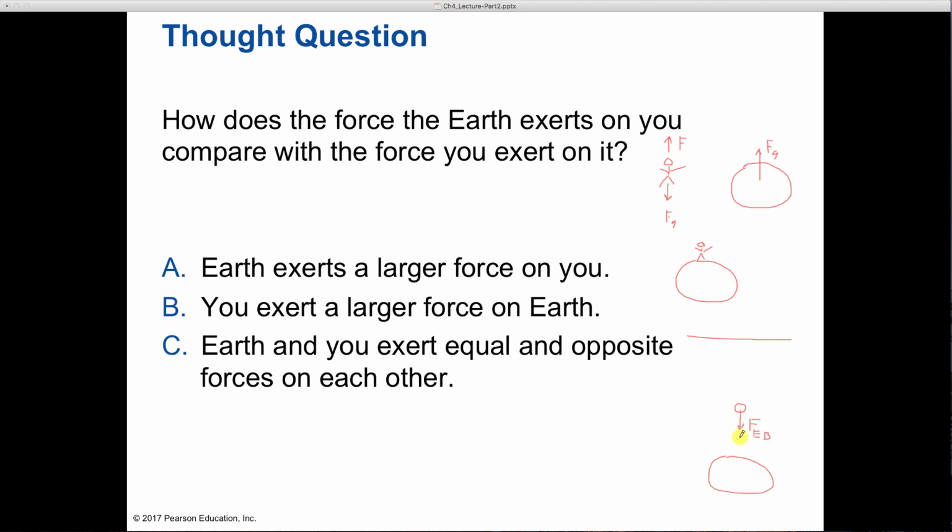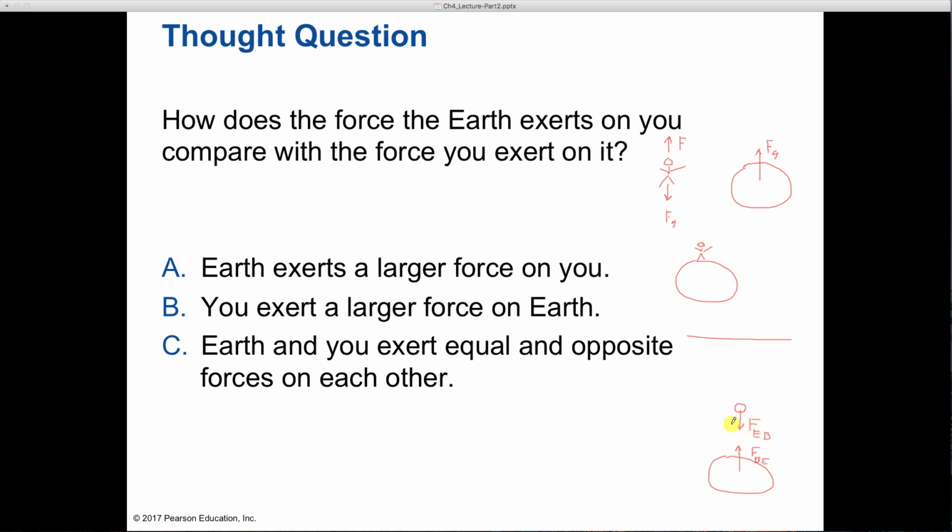Before it hits the ground, let's just think about the fact that there is an equal but opposite force pulling up on the Earth. We would call that FBE, the force by the ball on the Earth. The ball is pulling up on the Earth with the same force that the Earth is pulling down on the ball with. Those forces are the same, equal but opposite.